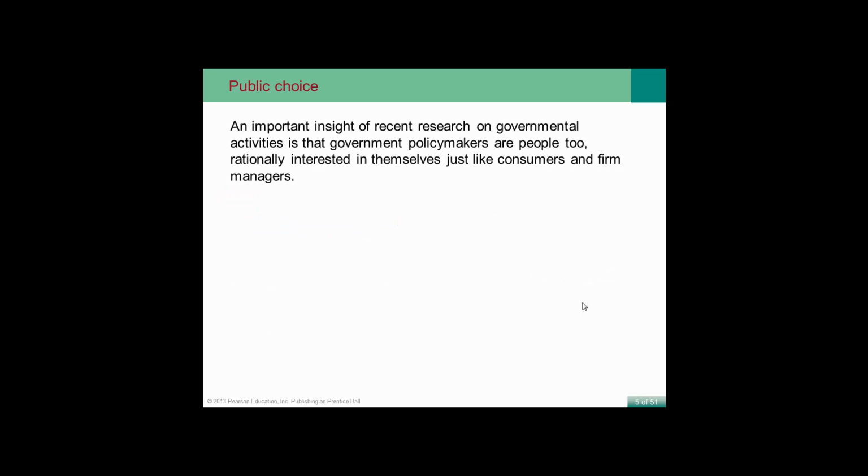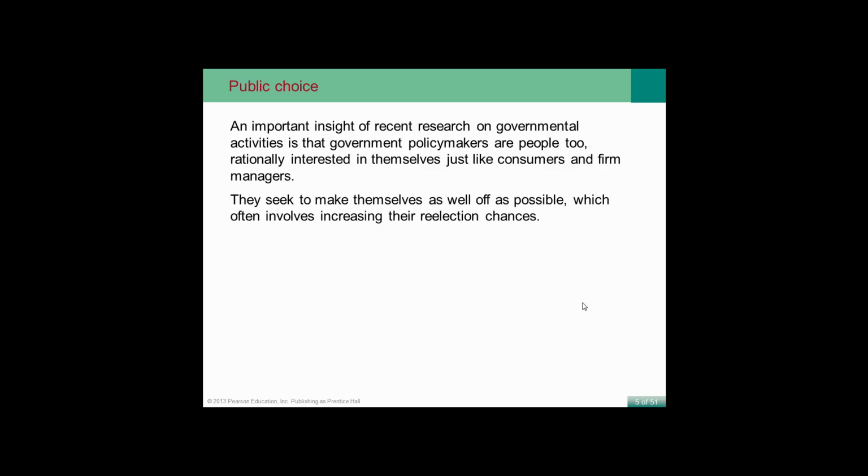Public choice. So an important insight of recent research on governmental activities is that government policymakers are people too, rationally interested in themselves, just like consumers and firm managers. They seek to make themselves as well off as possible, which involves increasing their re-election chances. I think about this all the time. If you have this job, it's against human nature to vote in a way that would potentially mean that you would lose your job. So you seek to make yourself as best off as possible.